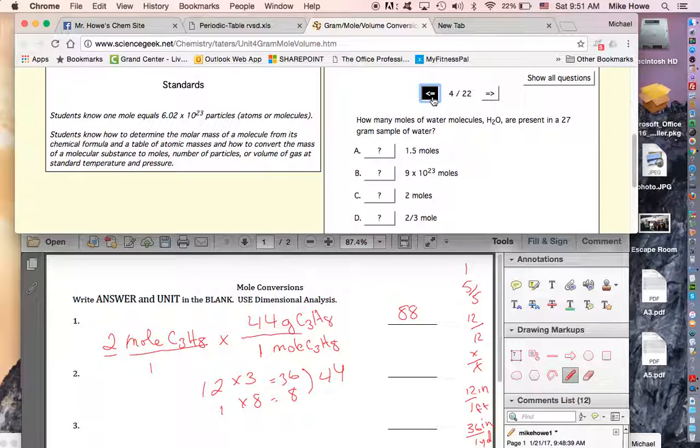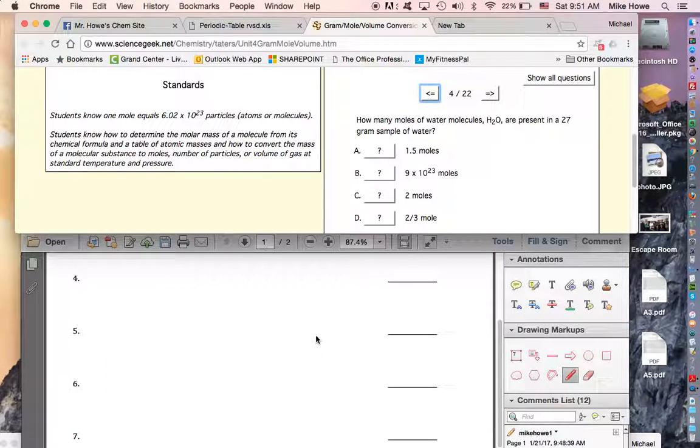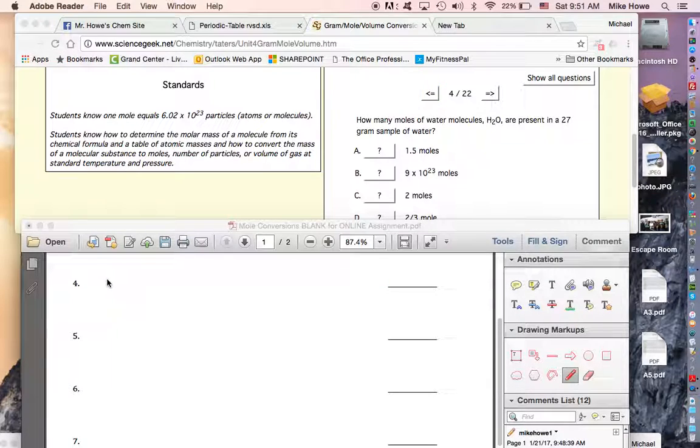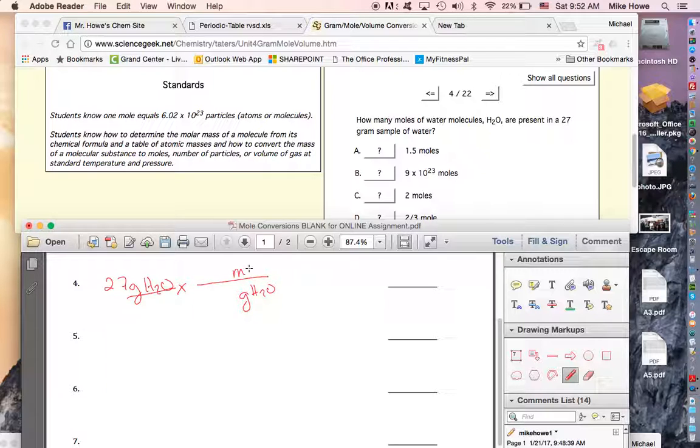Let's do this one, number 4. How many moles of water molecules are present in a 27 gram sample? So we have 27 grams of water. What do we say goes on the bottom? Whatever unit is here always goes down here. So the unit is grams of water, and grams of water goes down here. On the top, you write what you're looking for. It tells you up here how many moles, so moles of water goes on top. The number that always goes with moles is 1.